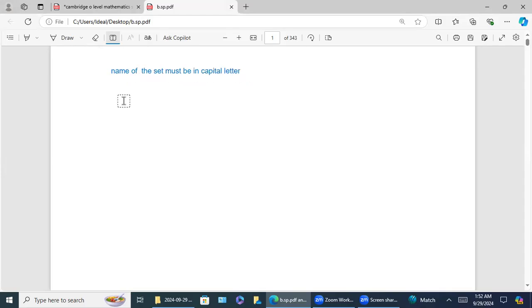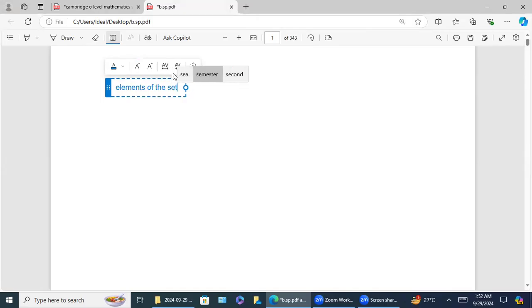Point number two, the elements of the set are in small letters.